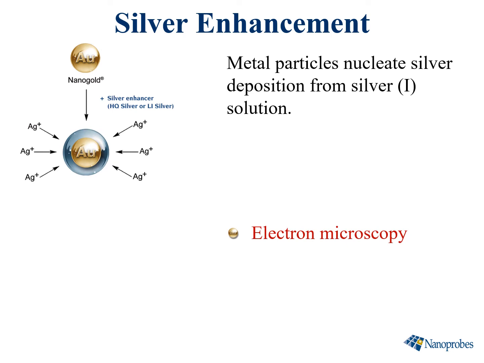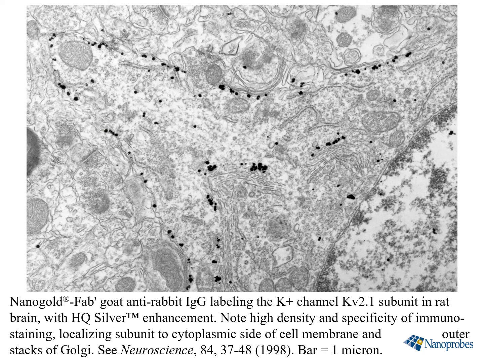A short period of enhancement to enlarge the gold nanoparticles up to maybe 5 or 10 nanometers is a very useful visualization method for electron microscopy. And here's an example of this. This is our Nanogold Fab' goat anti-rabbit conjugate, used to label the potassium channel of the Kv2.1 subunit in rat brain, localizing it exactly to the cytoplasmic side of the cell membrane and the stacks of the Golgi.